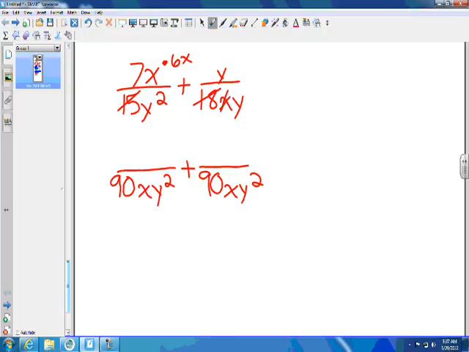So now we do the other one. 18 to get it to be 90, what do we multiply by? 5. So times 5. We have an X right there. We need an X, so that's taken care of. What's the problem though? We need a Y squared and we only have a Y. So how many do we need to multiply by? Y to the first.